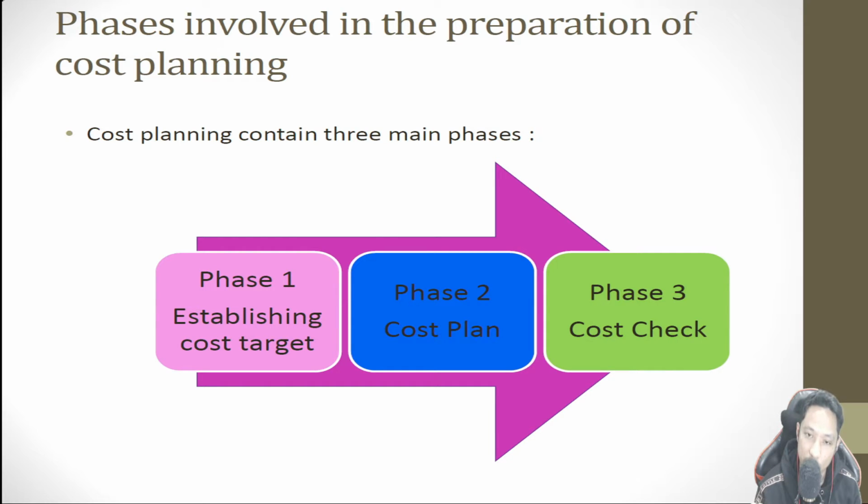So moving to the next slide, phases involved in the preparation of the cost planning. Mainly there are three main phases involved. Phase 1, establishing cost target. Moving to phase 2, cost plan, and phase 3, cost check, whereby the QS will check whether the cost is within the cost limit fixed by the client.